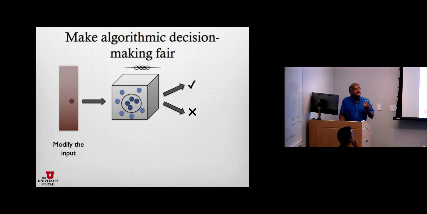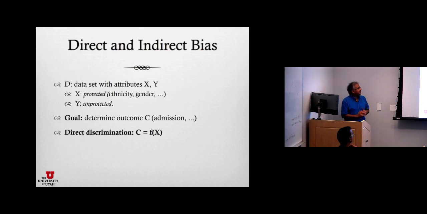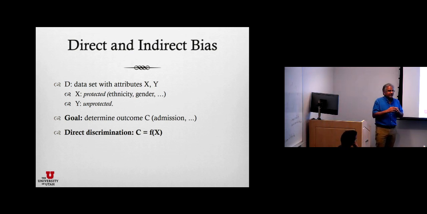So let's think about different kinds of bias you might have. Let's say you have a data set. You have some attributes, X and Y. X is the protected attribute, the attribute that you do not want to discriminate on: ethnicity, gender, what have you. It's given to you ahead of time. Someone's told you this is something you shouldn't be discriminating on. And Y are the remaining attributes, other information that might be useful for your prediction task. And the goal is to determine some outcome C. So let's say it's admission or job performance or whatever.